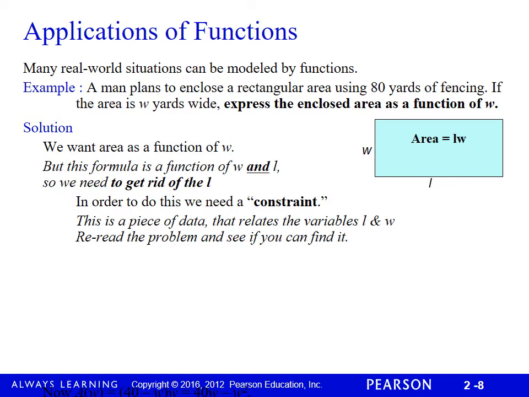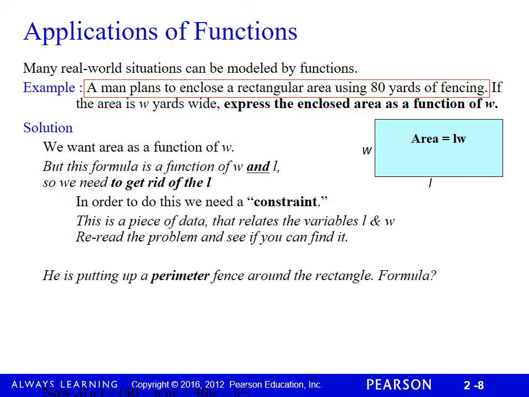A man plans to enclose a rectangular area using 80 yards of fencing. If the area is W yards wide, express the enclosed area as a function of W. Do you see it? So the man is enclosing, he's putting fencing, okay? Now, where would he put the fencing? Well, he's putting the fencing on the perimeter.